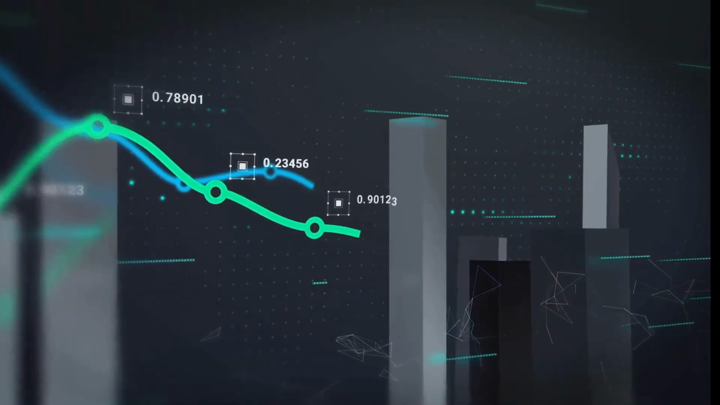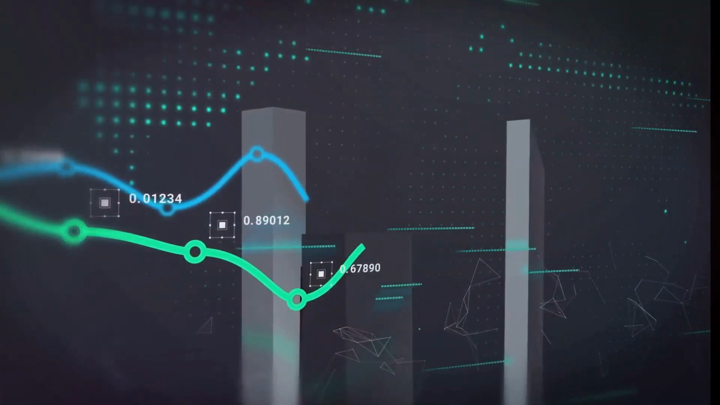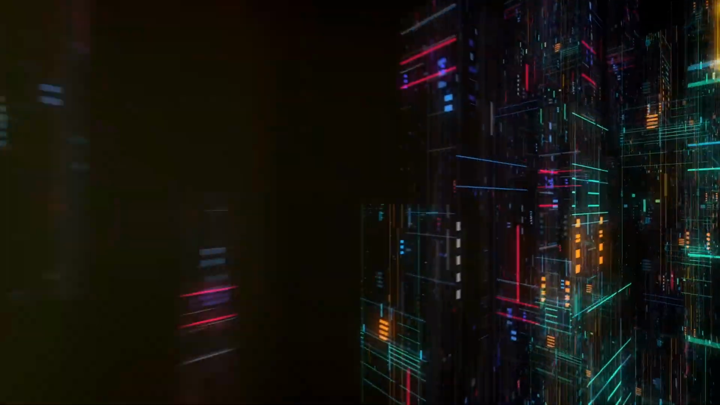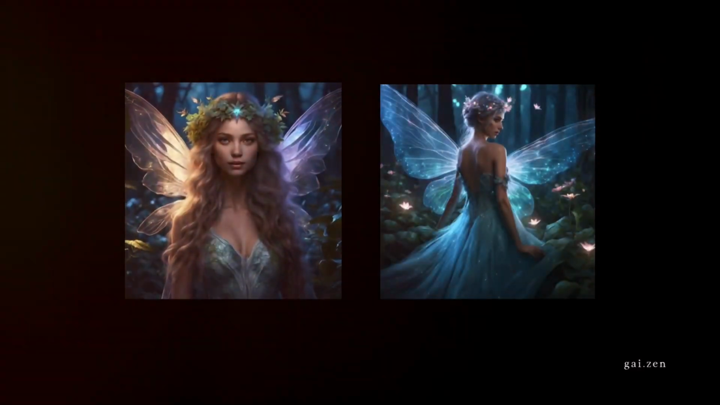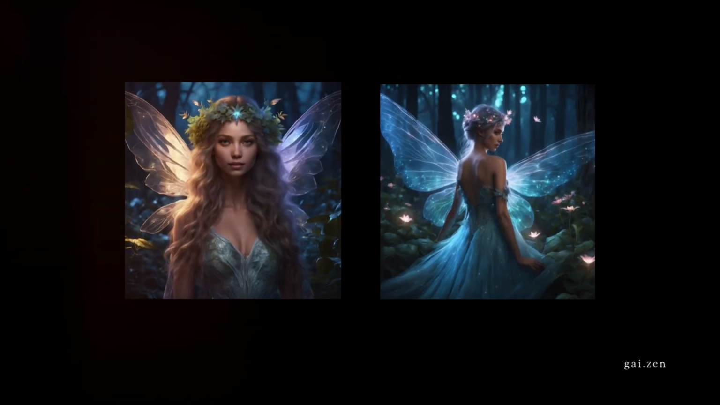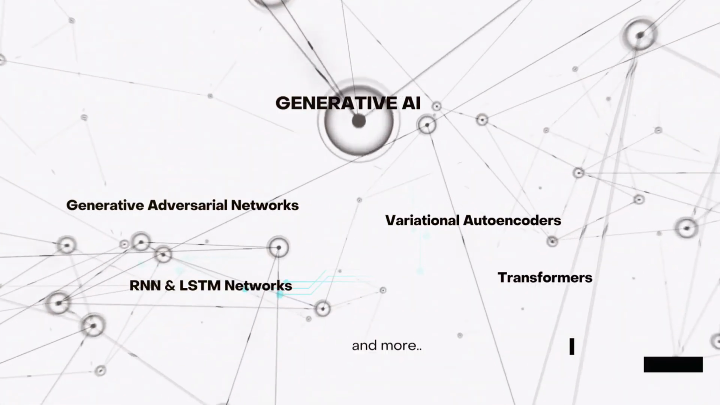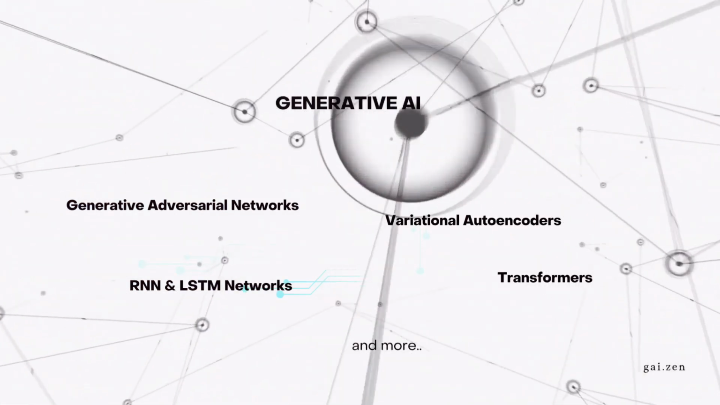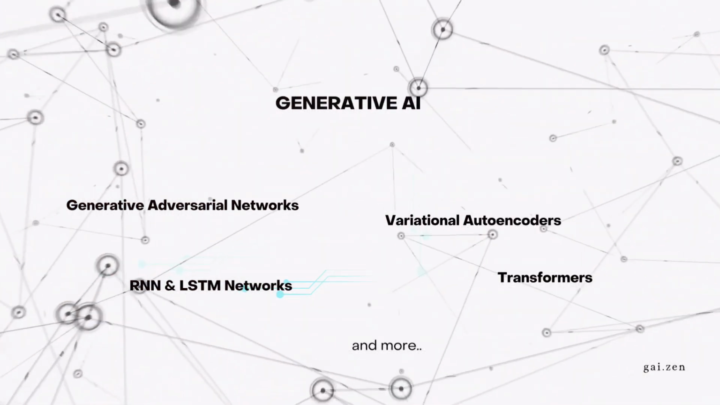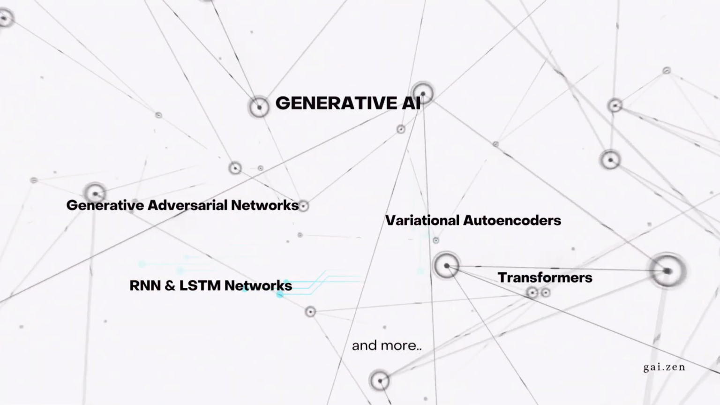Unlike traditional AI systems designed for tasks like classification and prediction, generative AI focuses on creation. These AI models are trained on vast amounts of data, learning the underlying patterns and structures, enabling them to generate new content that reflects the style and characteristics of the data they were trained on. There are many types of generative AI models. The two most popular ones today are generative adversarial networks and variational autoencoders.